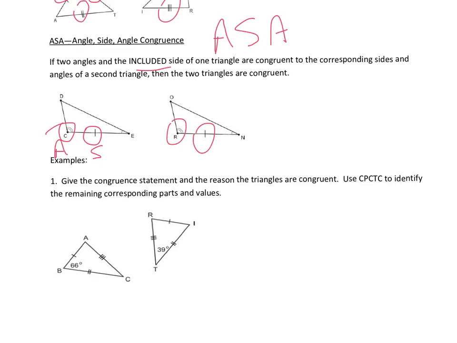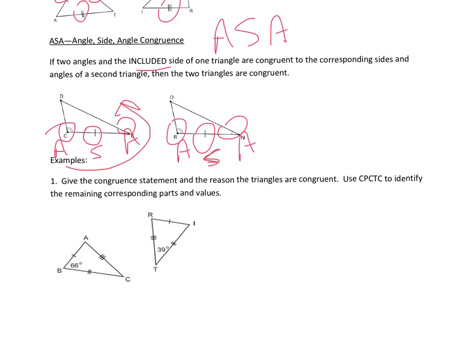So this is the angle, then the side. If I'm working my way around this way now, I'm going counterclockwise, and then I get to angle E, which is the angle here that's congruent to angle N. So it's angle, side, angle. So the side is between the 2 angles, thus the order of the letters there.